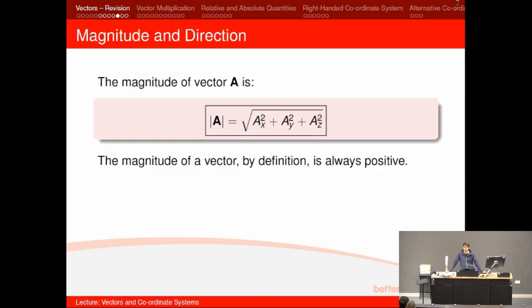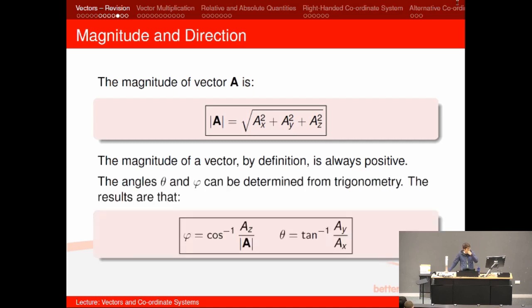If you want to get the absolute value, or the magnitude, of that vector, you use this notation where you square all three components, add them together, and put them under a square root, and then you get the magnitude. The magnitude of a vector by definition is always positive, because squaring changes any negative value to positive.